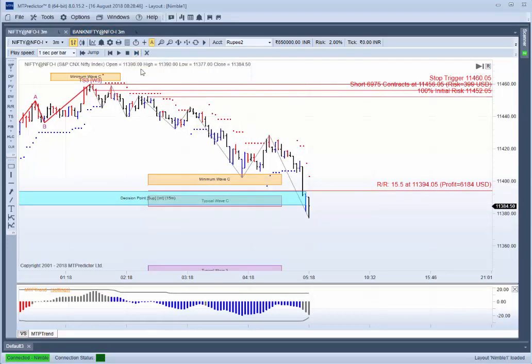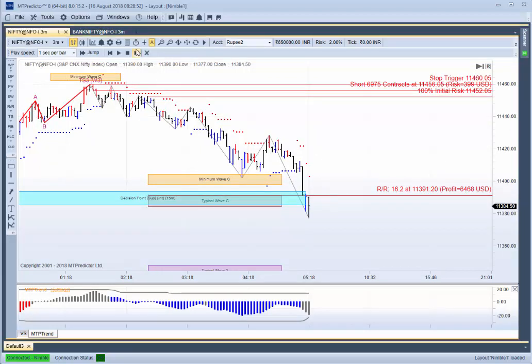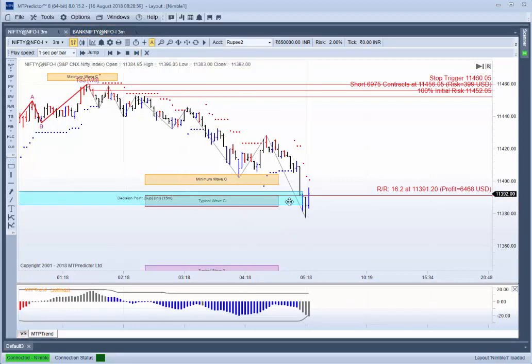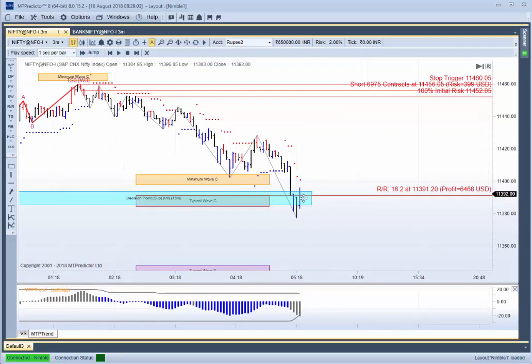Move forward another bar, and now it's gone down a bit further. It should have gone down to there. Move forward 1 bar. Oops, missed on the mouse. Move forward one bar, and there you'd have been stopped out. So you'd have been stopped out at higher time frame support, but also you'd have been stopped out at a profit of approximately 16R or 16 times the initial risk.